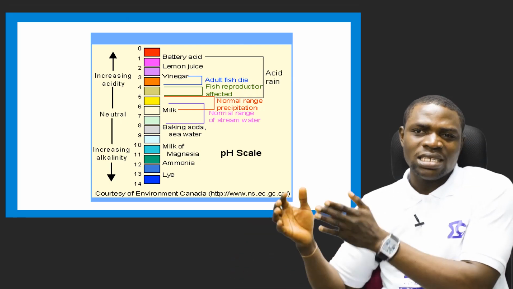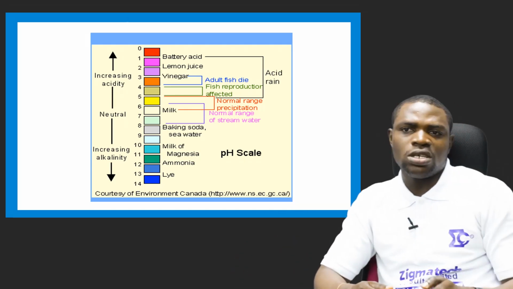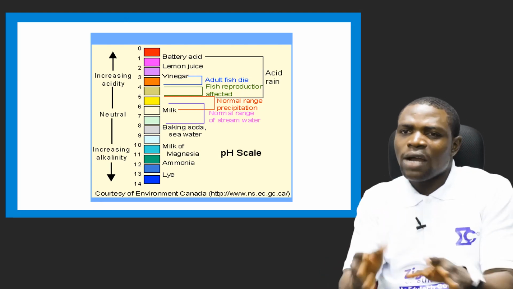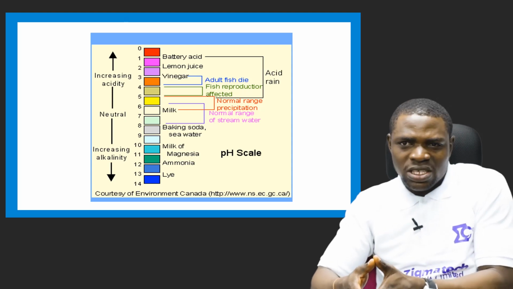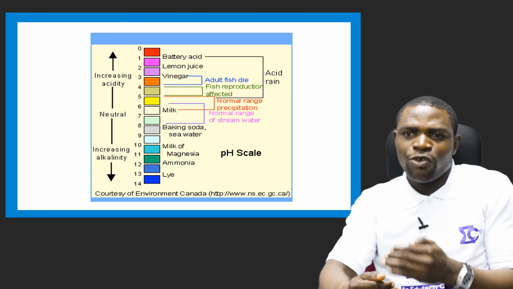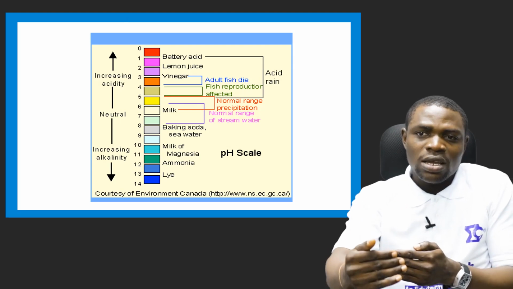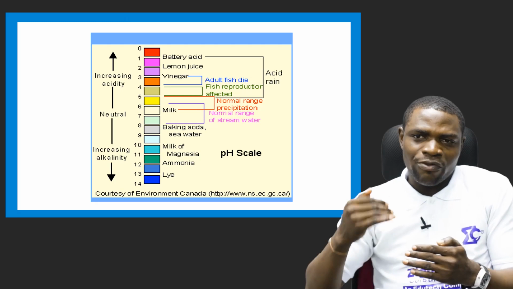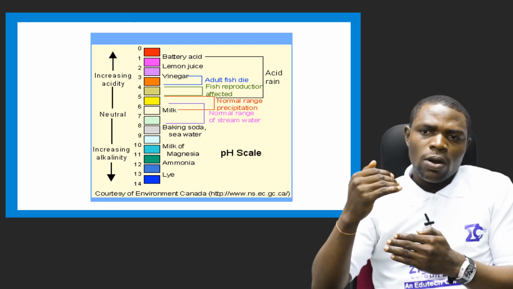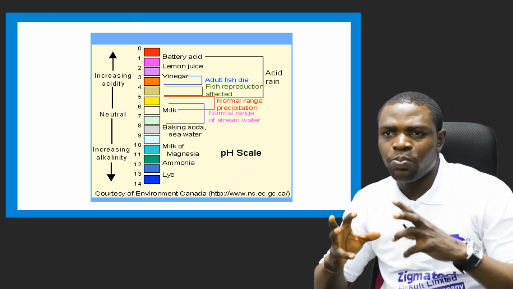Now it means that acidity increases from 6 to 0, while it decreases from 0 to 6. And 7 is neutral, like I said. Then it means that alkalinity increases from 7 to 14, while it decreases from 14 to 8. This is how the pH scale works.